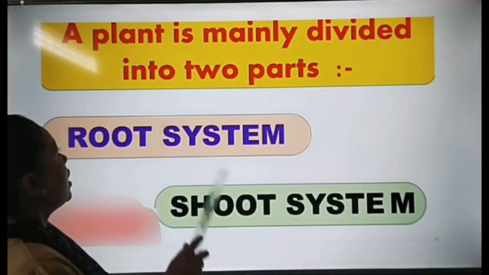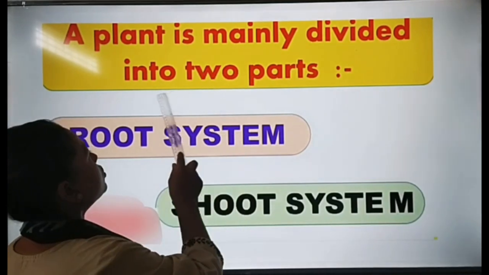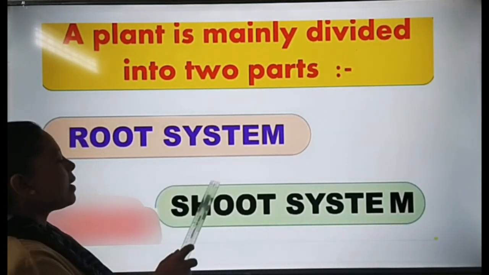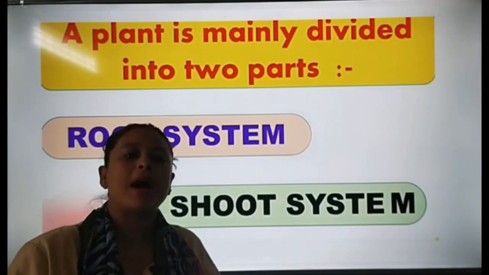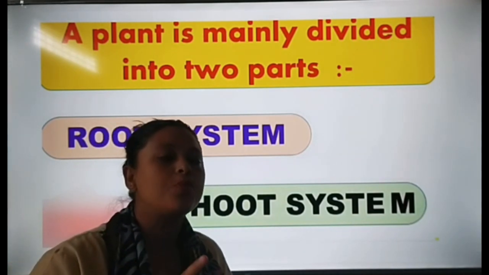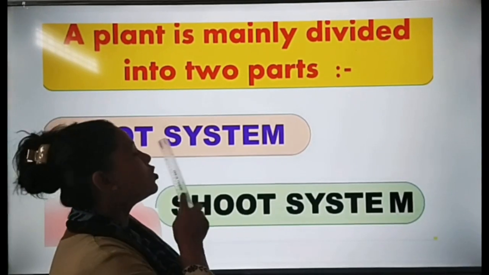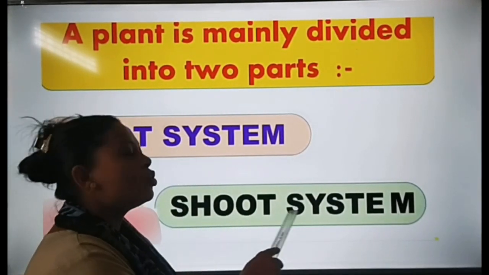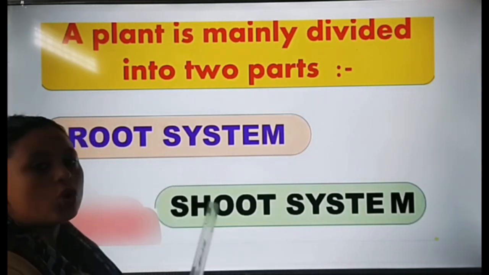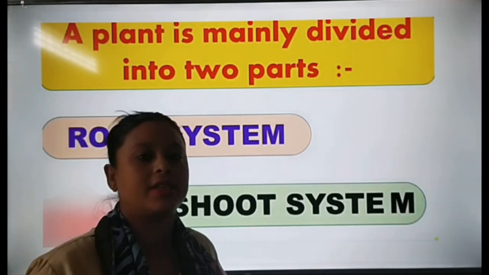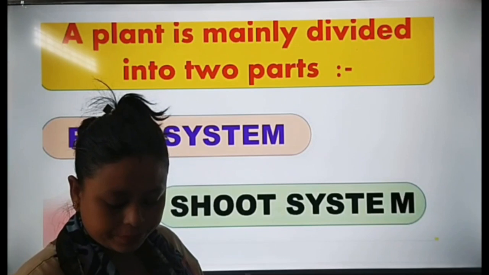Now, a plant is mainly divided into two parts, root system and shoot system. So, the plant's parts have been divided into two parts, that is root system and shoot system. First of all, we are going to study about root system. What is root system? Understood?